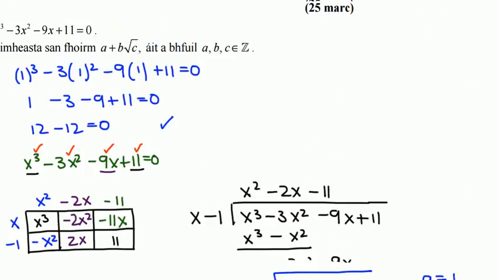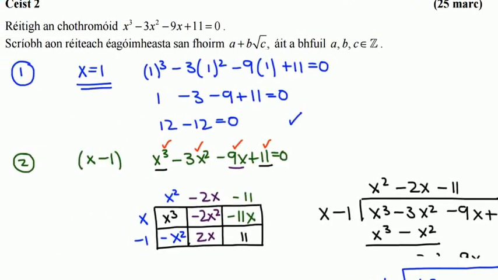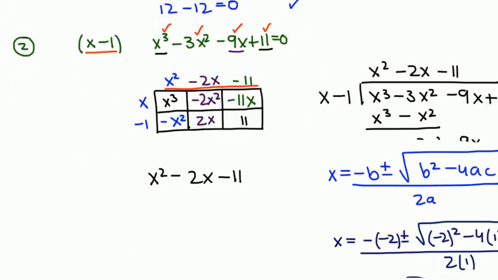So to recap, we're given a cubic equation. We need to just use the trial and error method in order to find one of the roots. So we found x is equal to 1. Therefore we have one of the factors, x minus 1. We divide that into the cubic equation in order to find the quadratic, x squared minus 2x minus 11. We have two different methods we can use to do that.